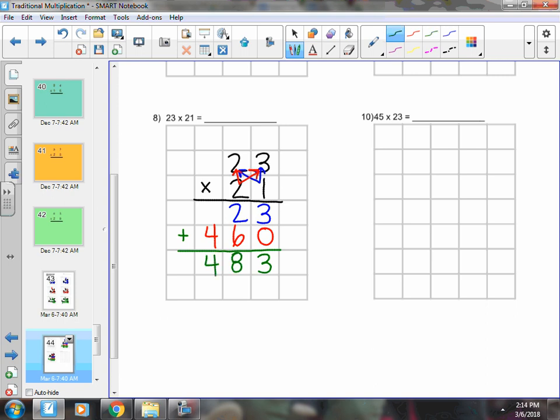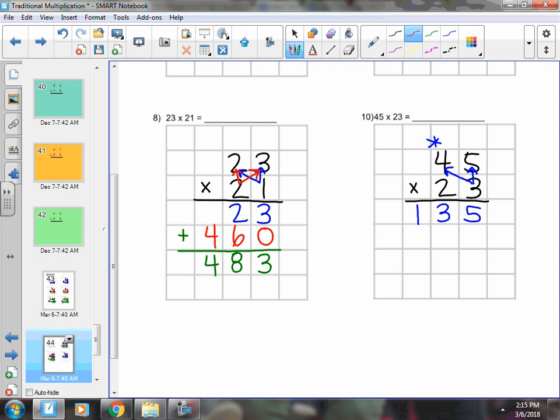And finally, the last one, 45 times 23. We're going to multiply 3 times all the digits on the top, and then the 2 times all the digits on the top. 3 times 5 is 15. 3 times 4 is 12, plus 1 is 13. I'm going to cross out that 1 since I've already used it.